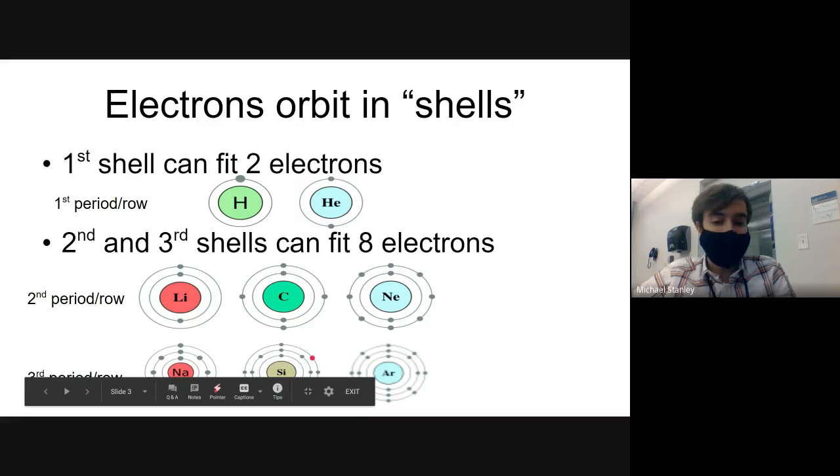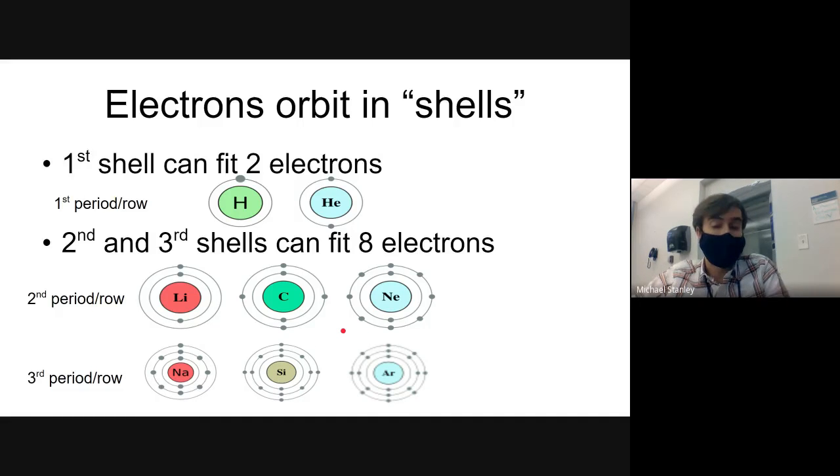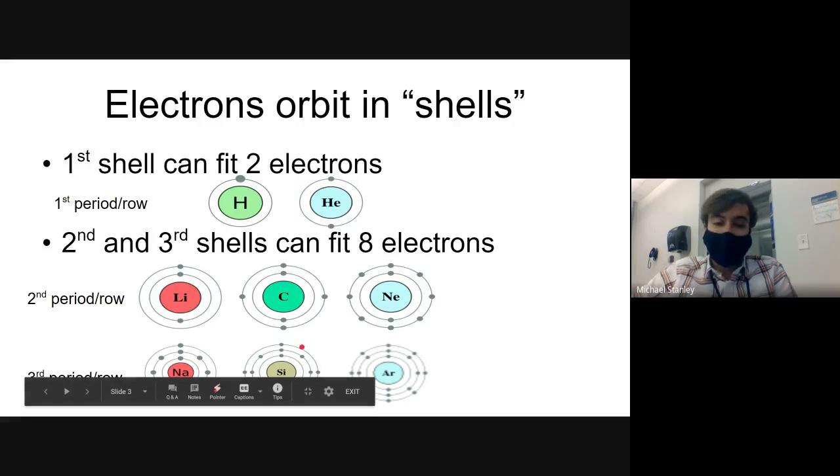So the exact same thing occurs for silicon right here. Silicon has an atomic number of 14. So it has 14 protons and 14 electrons. Just like with sodium, we start filling in from the first. So 2 electrons go on that first shell. Then the first shell gets full.